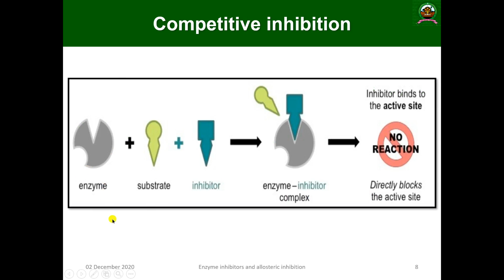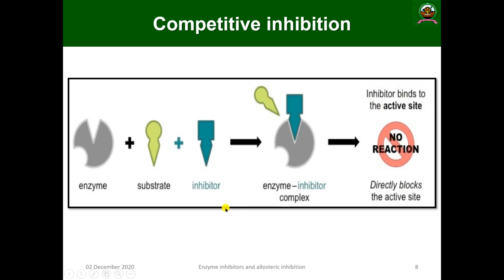This is the enzyme, and you have the substrate and the inhibitor. You can see they are structurally similar. The binding sites are almost structurally similar. What will happen when both the substrate and the inhibitor are released into the system? This inhibitor will bind with the binding pocket of the enzyme, and thereby there is no binding pocket for the substrate to bind. Since the inhibitor has already occupied the binding site, the substrate will not be able to bind. So the inhibitor binds to the active site and directly blocks it. There is no enzymatic reaction.